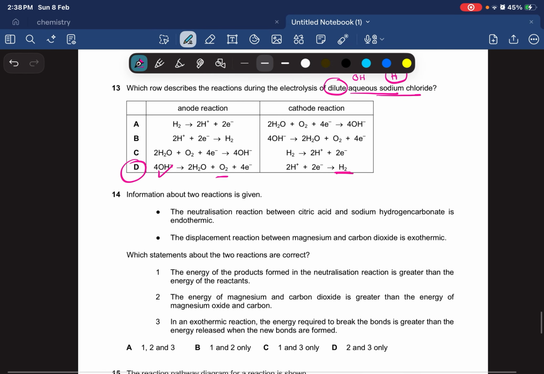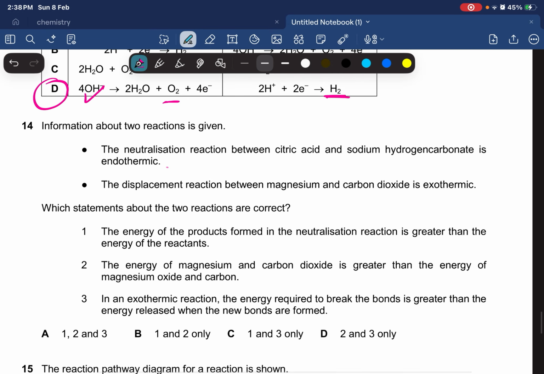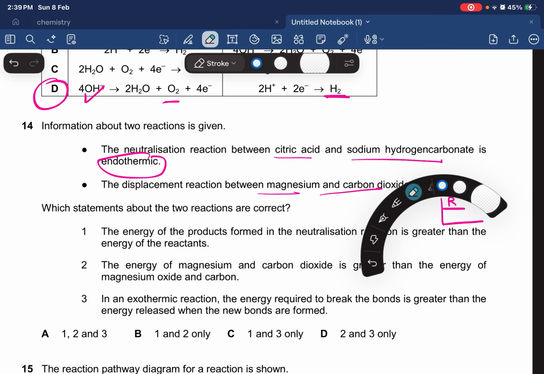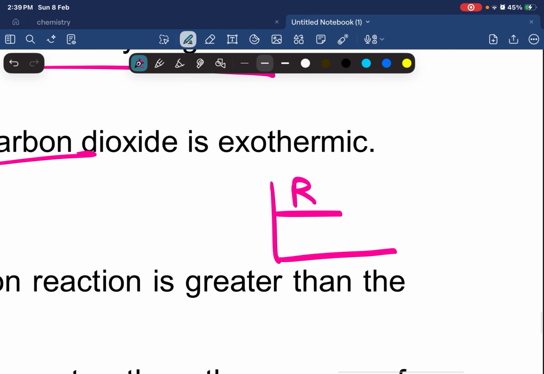Okay. Information about 2 reactions is given. The neutralization reaction between citric acid and sodium hydrogen carbonate is endothermic. The displacement reaction between magnesium and carbon dioxide is exothermic. Which statement about the 2 reactions is correct? The energy of the products formed in the neutralization reaction is greater than the energy of the reactants. We're dealing with an endothermic reaction. So reactants over here, products above the reactants, products over here, products have more energy.